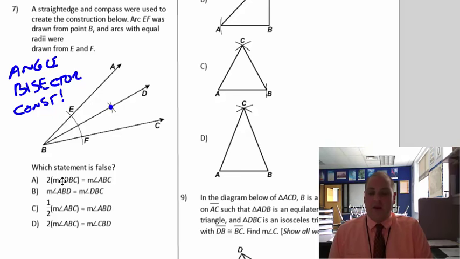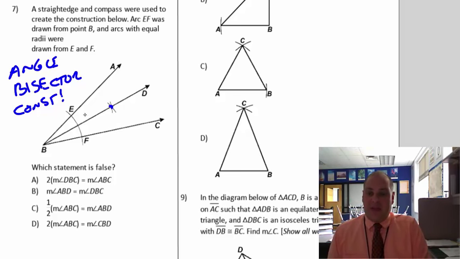All right, well, let's see. 2 times DBC, DBC is this angle, is equal to ABC. So 2 times DBC, 2 of these, is equal to ABC. ABC is the big one. So would 2 of these equal 1 of these? Yes, it does, because if I double that, I get that, right? And 2 of those does equal that. So that's a true statement, so that is not false.